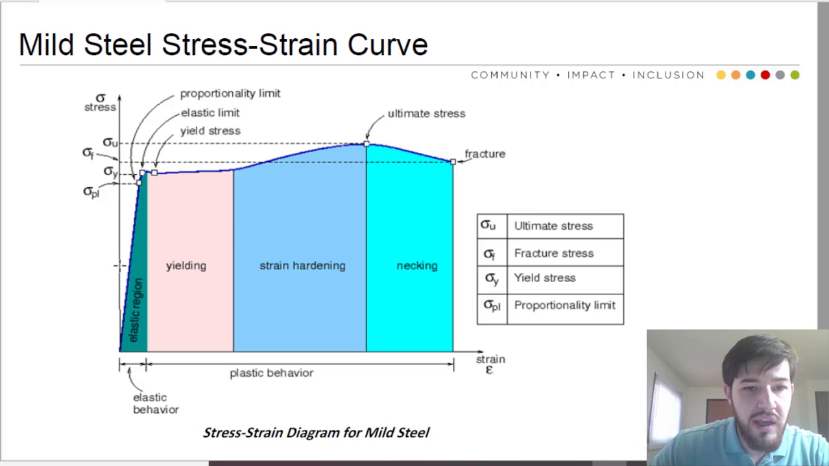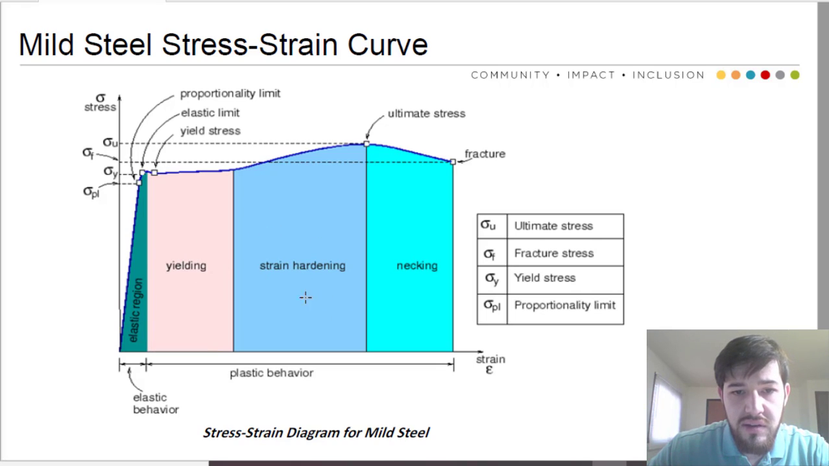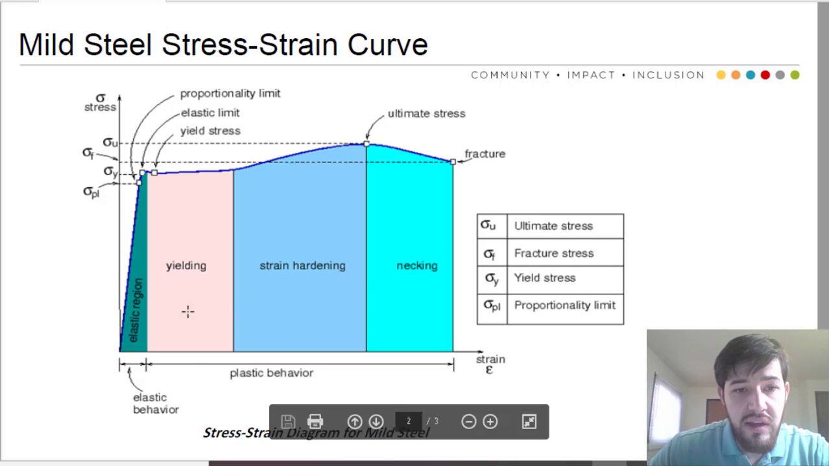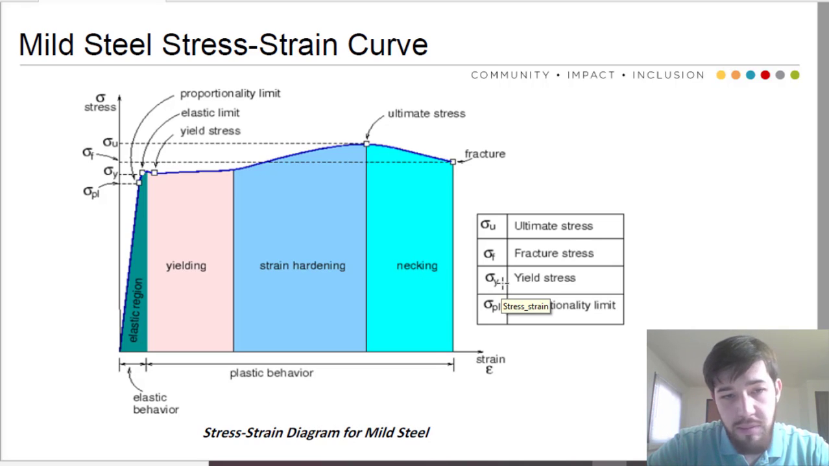And also we can see here that the area under this curve can be divided into four regions. The first region is the elastic region, then the yielding region, after that strain hardening, and the final one is necking. The curve can also be divided into two main zones. The first zone is the elastic zone, in which the material behaves elastically, and the second one, which combines yielding, strain hardening, and necking, is called the plastic behavior.